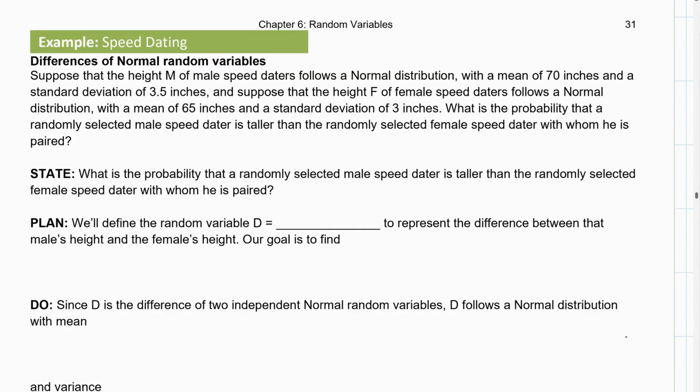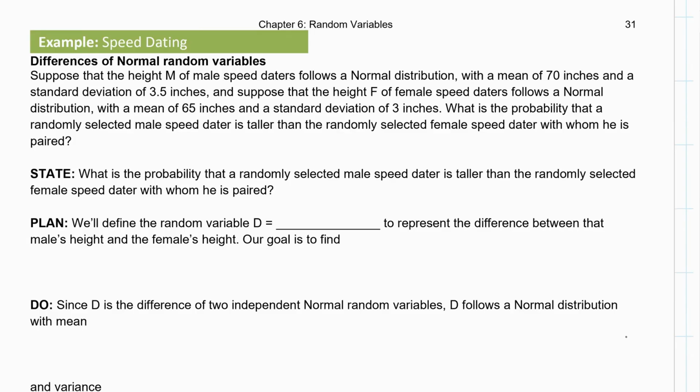Suppose that the height of males is signified by the random variable M for male speed daters, and it follows a normal distribution with a mean of 70 and a standard deviation of 3.5. And suppose the height of females is normal with a mean of 65 and a height standard deviation of 3. What is the probability that a randomly selected male speed dater is taller than a randomly selected female speed dater with whom he is paired?